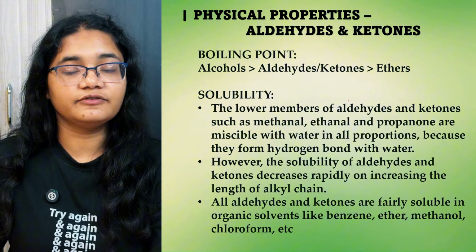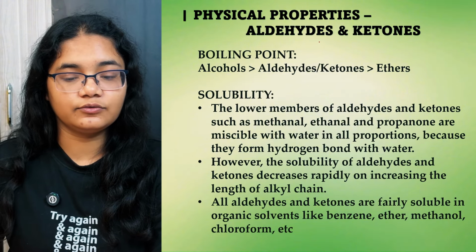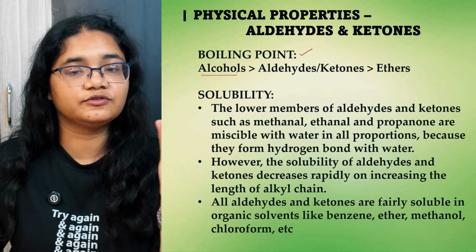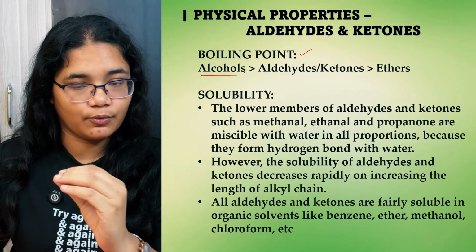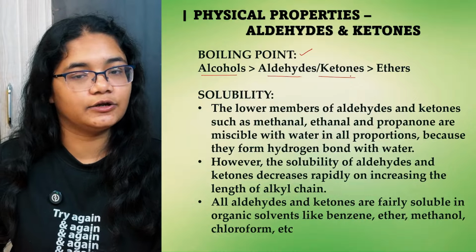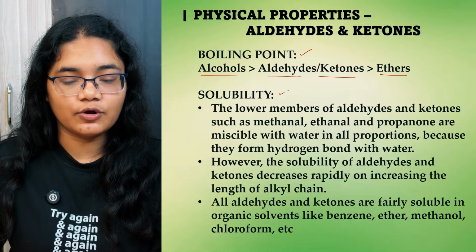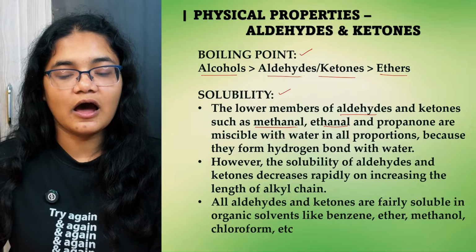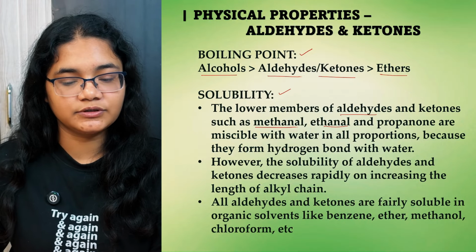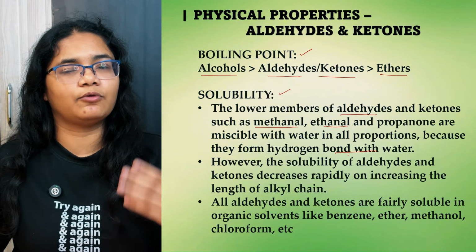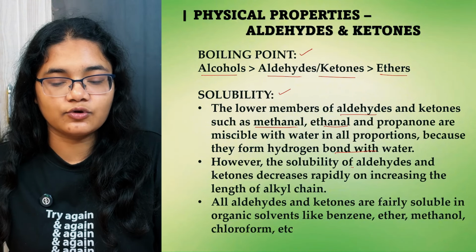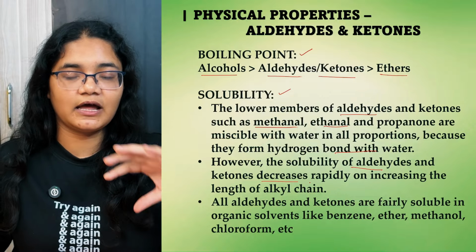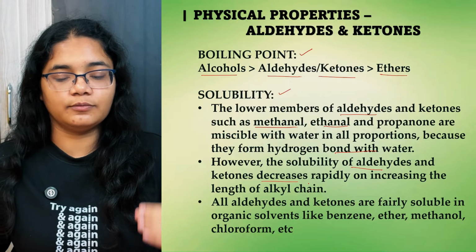Now we'll talk about the physical properties of aldehydes and ketones. So the boiling point order, if you see, alcohols have the highest boiling point because of strong intermolecular hydrogen bonding. Then you have aldehydes and ketones, and then comes ether. Now solubility, the lower members of aldehydes and ketones like methanal and ethanal are miscible in water in all proportions because they are able to form hydrogen bonds to some extent. However, the solubility of aldehydes and ketones decreases on increasing the length of the chain. When the hydrocarbon group increases, the solubility decreases.